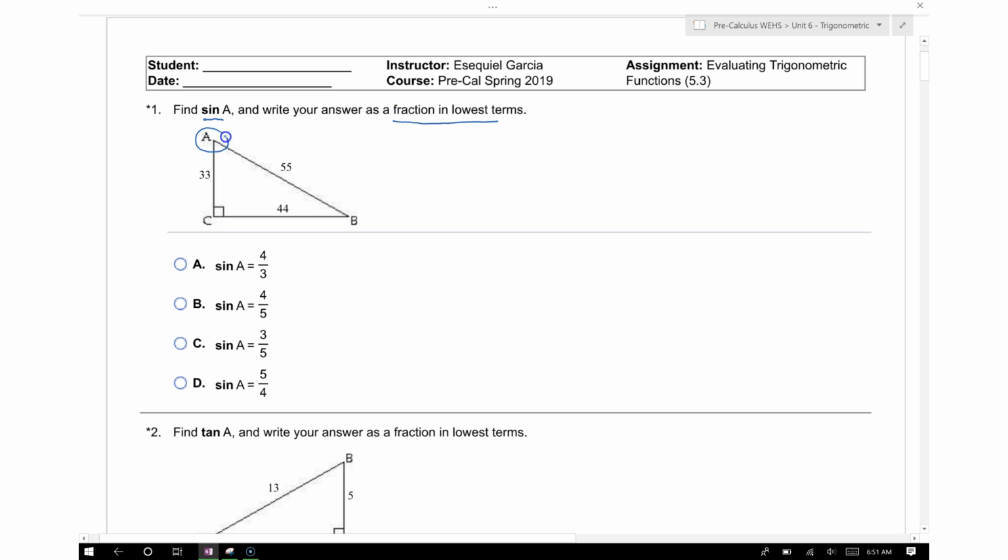This is angle A, so we need to find sine of A, which is equal to opposite over hypotenuse. In this case, the opposite side of A is 44. And this right here is called the hypotenuse. And we're talking about opposite side measurement and hypotenuse side measurement. In this case, it's 55.